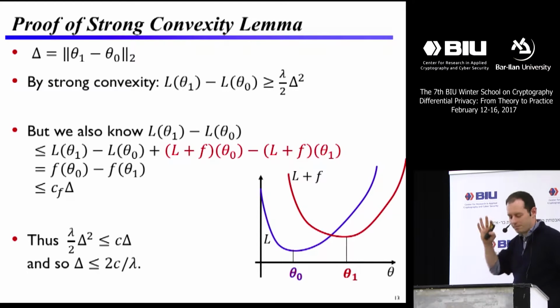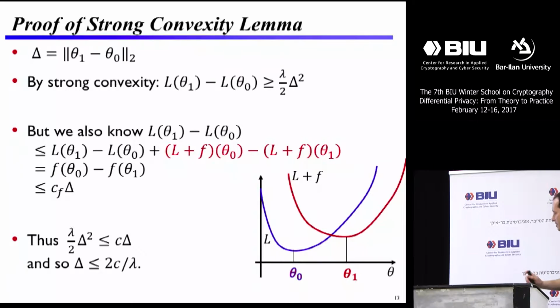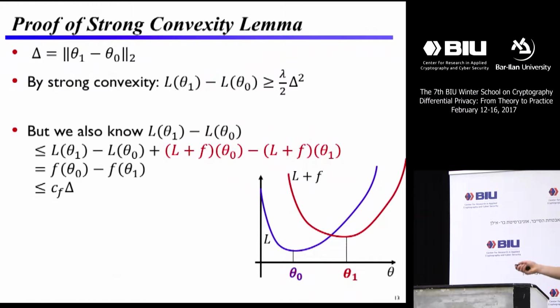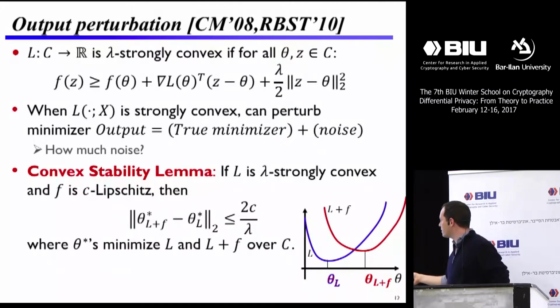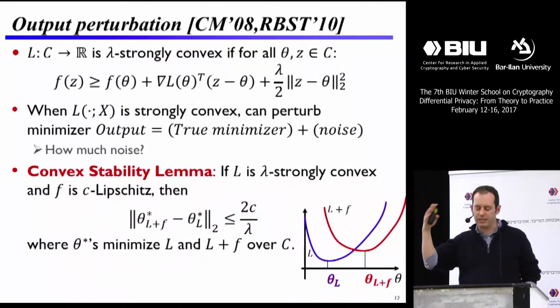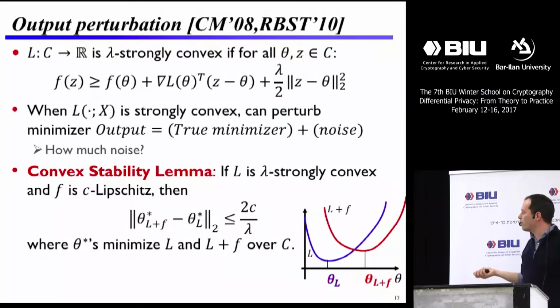Sorry, that was a different slide. I was explaining something else. So let me go back. We said we were proving this convex stability lemma. What does that allow us to do? It tells us the amount of noise we need to add to the minimizer to get differential privacy, and then the amount of error this will induce in the final solution will depend on the loss function. But because the loss function itself is reasonably smooth, you can say that this noise doesn't mess things up too much. Okay, so that's all I wanted to say about output perturbation.